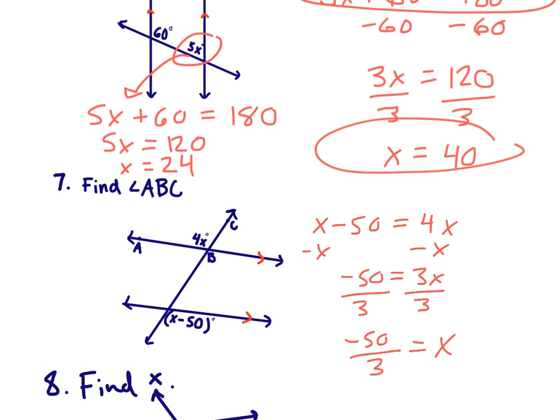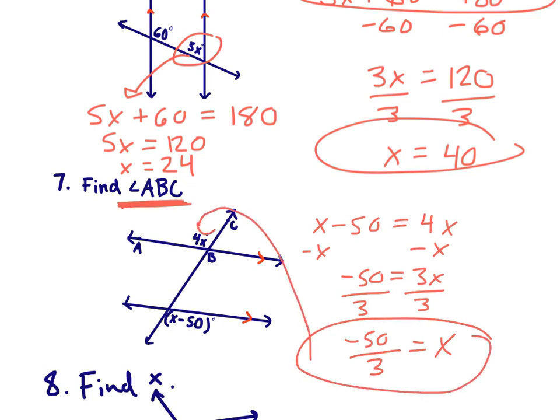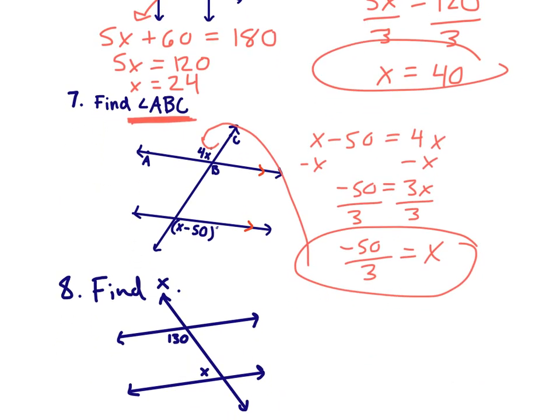And then if we look back on the question, it says find angle ABC. So we need to take what we found for x and plug it back in to find angle ABC. So for this one, we would do 4 times negative 50 over 3. We would get negative 200 over 3.